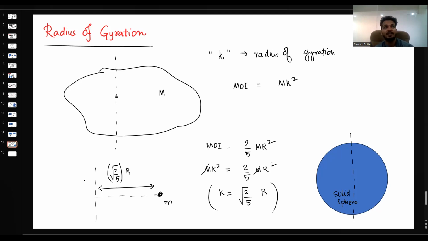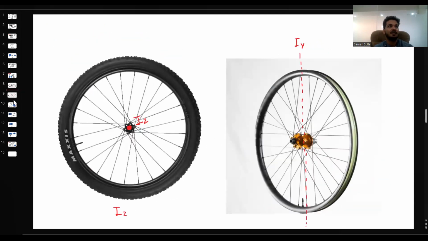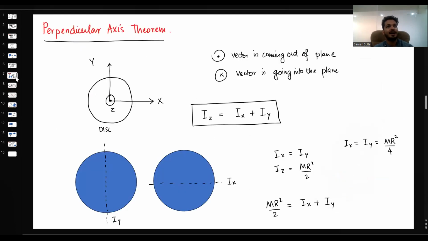You will see occasionally questions where they will ask you what is the radius of gyration. Just make sure mk square is equal to the moment of inertia that you can find. So all of these questions that we did, like for example, this question, all of this could have been masked in the form of saying find out the radius of gyration. That means you just have to find out the moment of inertia and equate it to mk square, cancel the m and give the value of k. That's the only catch here. There's nothing more to it.